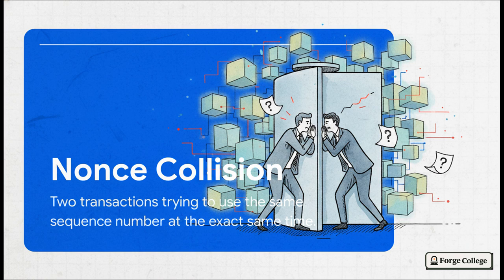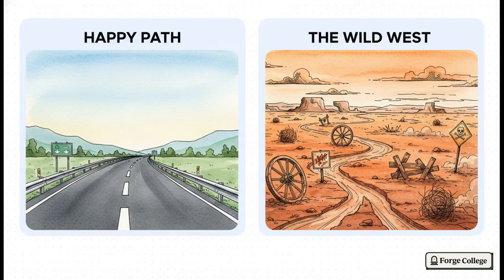Well, one of the most common headaches you'll face is a nonce collision. A nonce collision happens when two transactions attempt to use the exact same sequence number. It's basically akin to two people trying to aggressively squeeze through a single revolving door at the exact same time. Neither one gets through, the whole thing jams up, and suddenly you've got a massive blockage in your entire application flow.